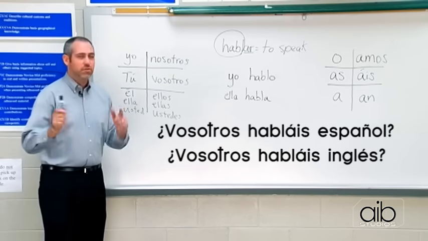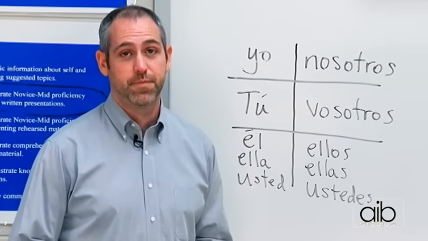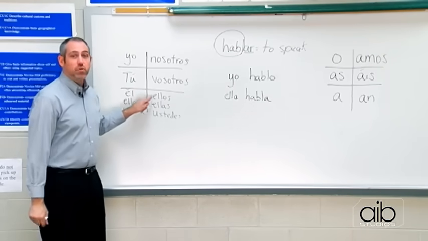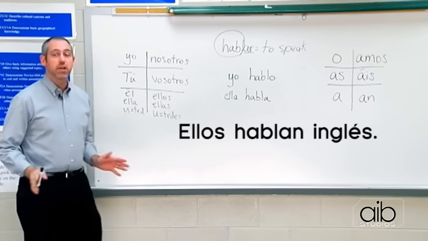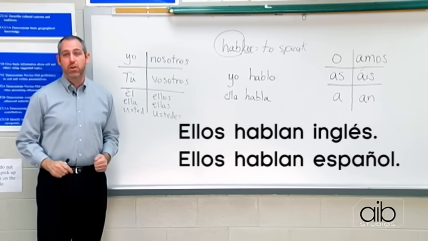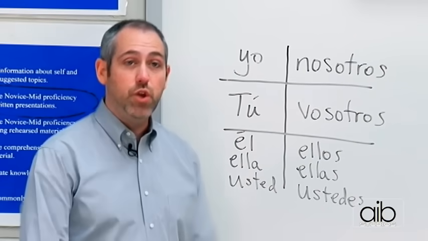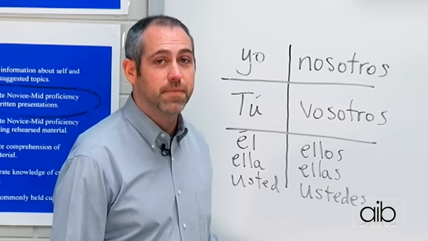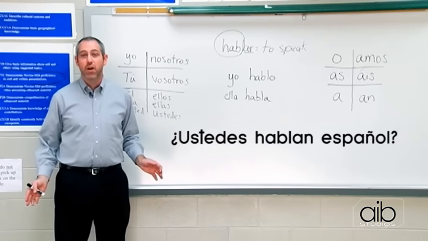Okay. Now, we're almost there. How would I say they speak English? Good. You can either say ellos or ellas, depending on if you're talking about just girls or a mixture or boys. You could say ellos hablan inglés or ellos hablan español. Now, again, here's a form that we can use anywhere we go that speaks Spanish. Do you, plural, do all of you speak Spanish? Try it. Ustedes hablan español? Very good.